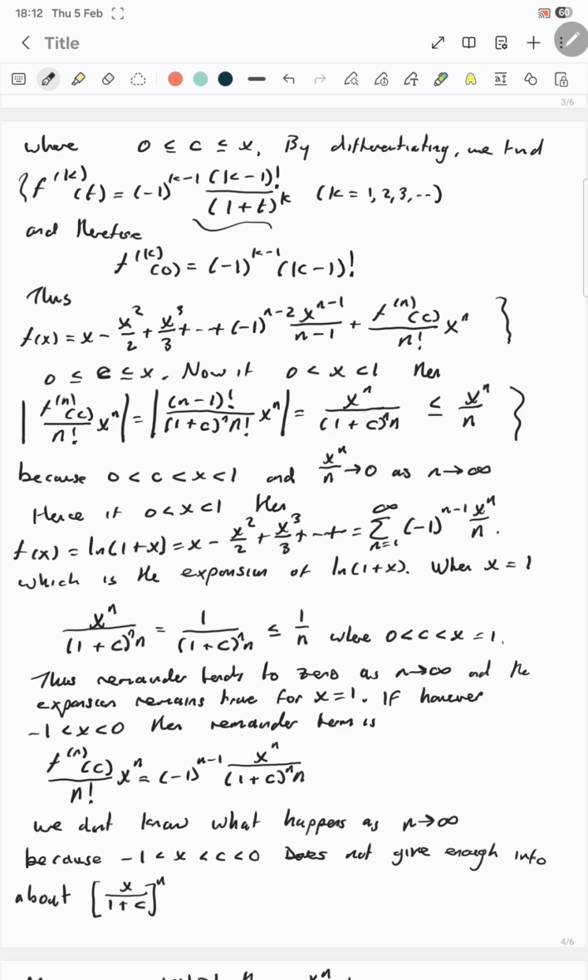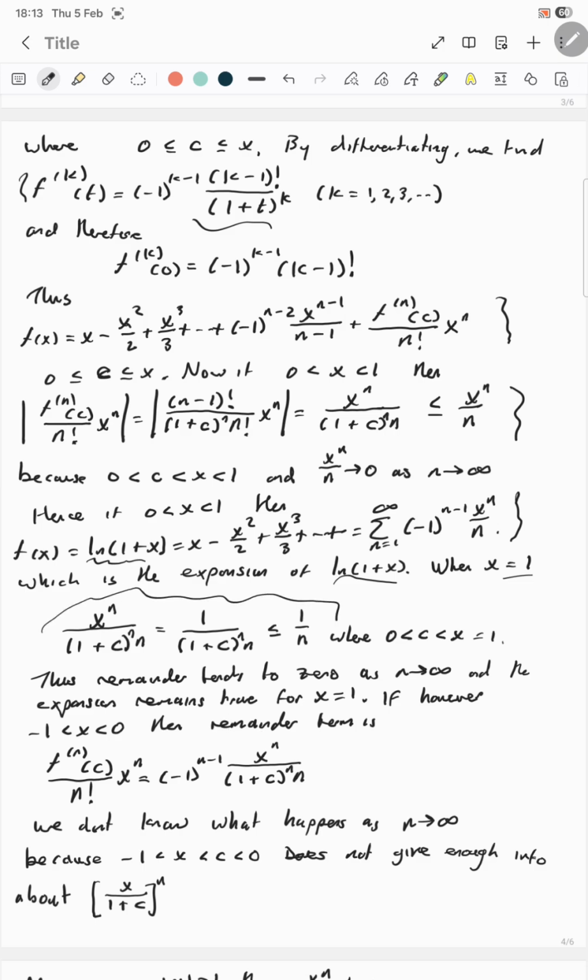Now because 0 is less than c, and c is less than x, and x is less than 1, then x to the n goes to 0 as n goes to infinity. Hence 0 is less than x, which in turn is less than 1. Then f of x equals ln of 1 plus x, and expanding our Taylor expansion is this, which is the expansion of ln 1 plus x with x equals 1.